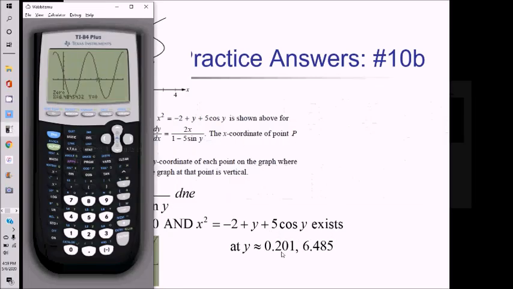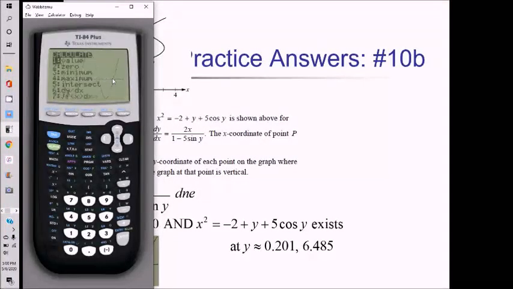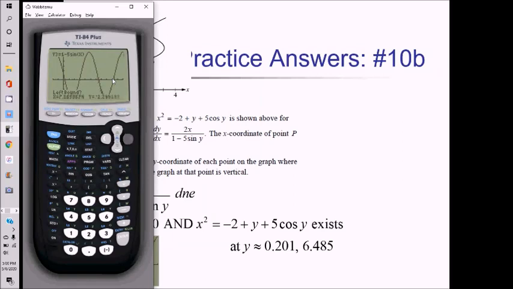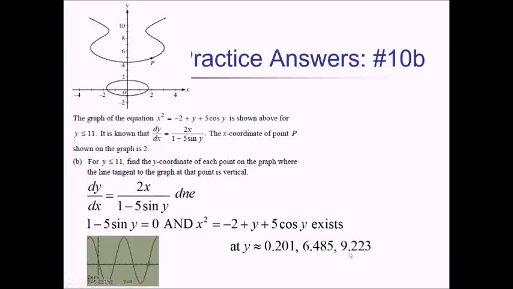And then finally, we want to hit this last one right here. So second trace 2, and then moving my spider along, enter once to the left, enter again to the right, and then enter one more time to get 9.223. So that's our final y value. So these are the 3 y values that make your derivative undefined and also happen to be points on the actual curve.